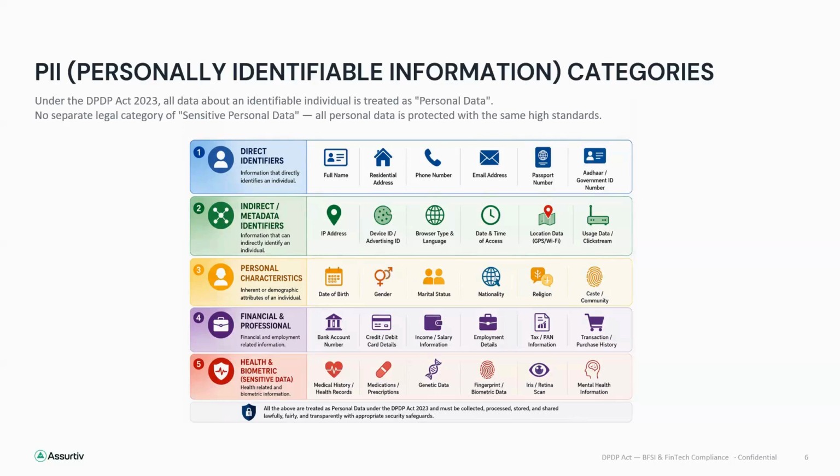And the last but not the least, sensitive personal data: health-related and biometric information, medical history and health records, medications and prescriptions, genetic data, fingerprint and biometric, especially in corporates, where we use it for identification of an individual. Even as technology advances, iris and retina scan is there in multiple organizations, and mental health information. So these 30 elements are going to be the most important elements.